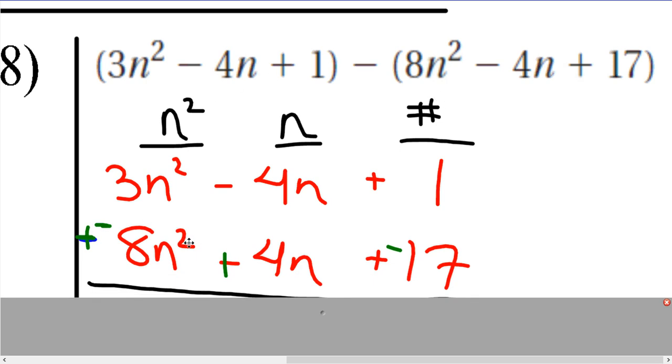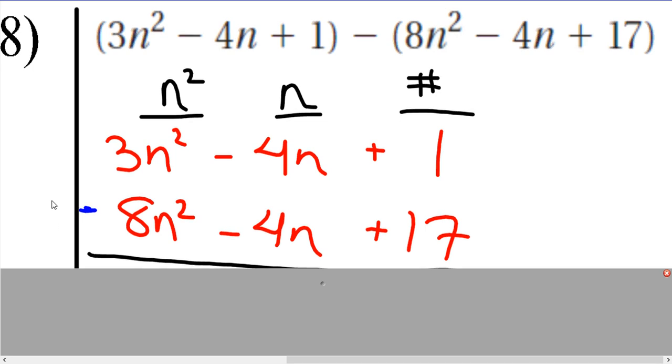If you would like, you can change this to be an addition question by making it plus, and then it'll change the sign of everything in the second one, so it'd be a negative 8n squared plus 4n and negative 17. If you don't want to do that, that's fine too, but I just wanted to show it in case some people really struggle with the subtraction, so you can always make it addition by changing the sign of the second. Subtracting is the same as adding the opposite. So if you'd like to leave it a subtraction, you can do that.